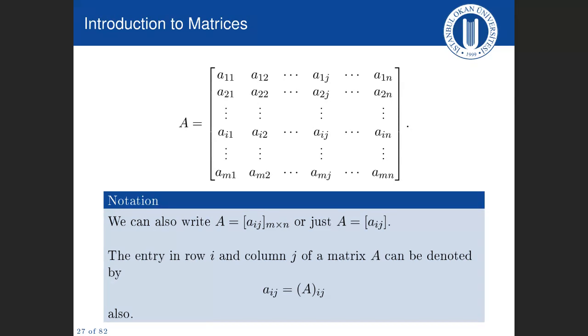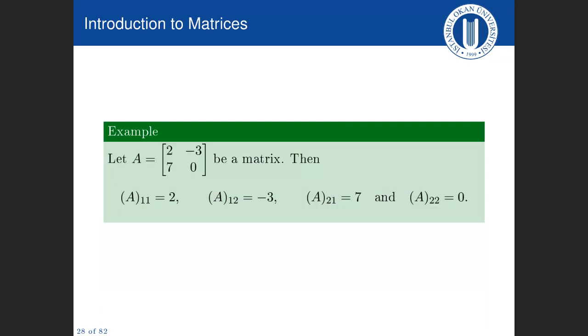There's another way to denote an entry. The entry in row i and column j of a matrix capital A, which I've been calling small a_ij, could also be written as (A)_ij. So for example, if A is the 2 by 2 matrix 2, minus 3, 7, 0, then the entry (A)_11 is equal to 2. Entry 1, 2 is equal to minus 3. Entry 2, 1 is equal to 7. And entry 2, 2 is equal to 0.